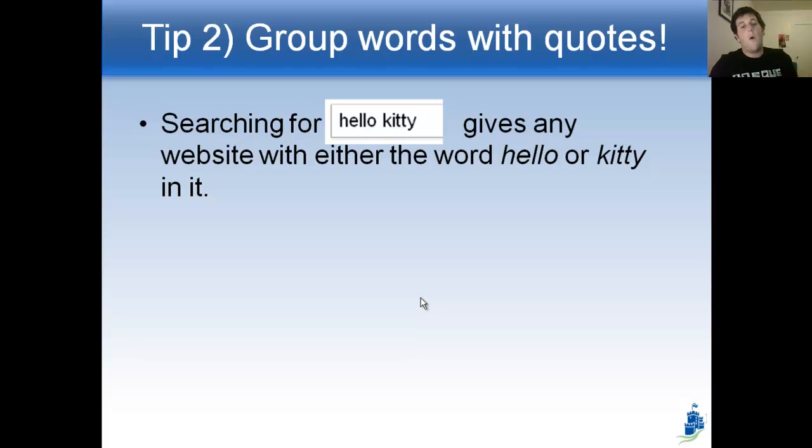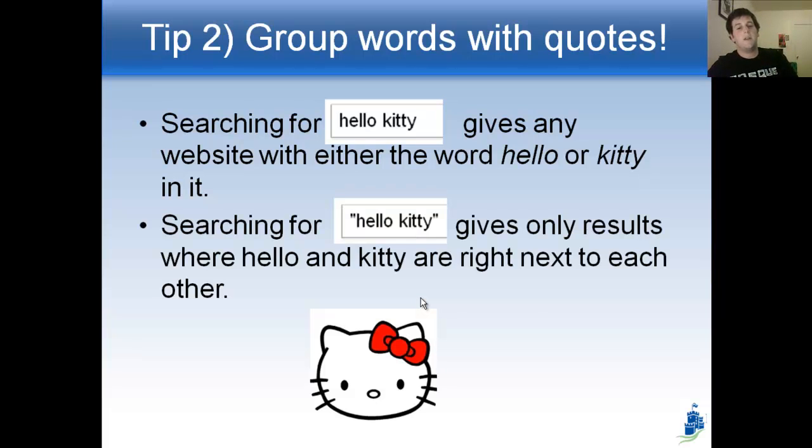However, if we want to require that the page has both hello and kitty, we can put it in quotes. And that would mean that when we search for it, we don't just get web pages with hello and web pages with kitty and maybe some pages with both. If we put it in quotes, it only gives us results where hello and kitty are right next to each other, exactly as quoted. Okay, so that's tip 2. If you have 2 words that are connected, that should be next to each other, you can put them in quotes, and that will improve your search results even more.